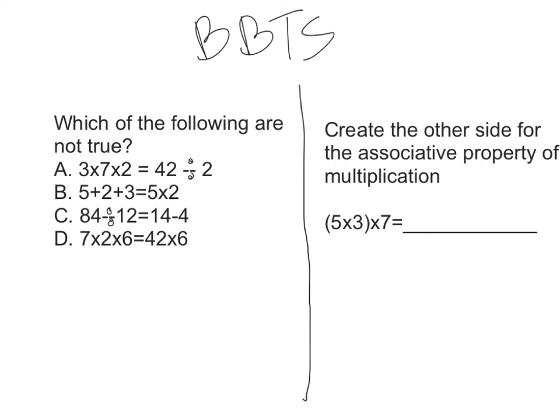And this brings us to our final problem, our bring back to school problem, and your final bring back to school problem for the entire year. I've got 2 problems for you here. I want you to tell me which of the following are not true, and then I want you to create the other side for the associative property of multiplication. I've given you one side, and on this line here, I want you to put the other side. Here you have to check and figure out which ones are not true.